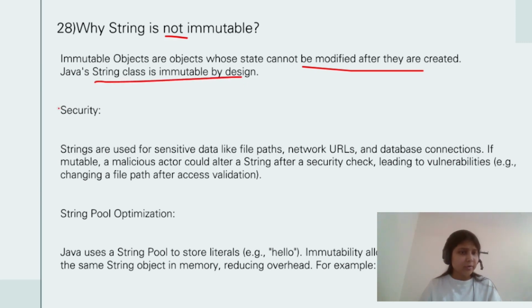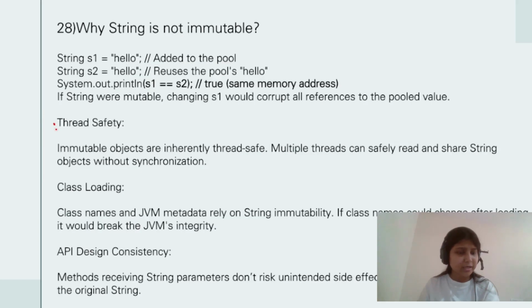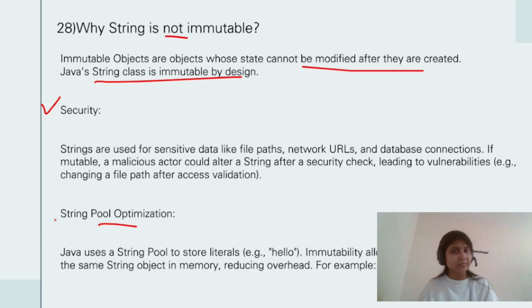The Java string class is immutable by design, because we are considering some key points like security reasons, string pool optimization, thread safety, class loading, and API design consistency. We also have many other reasons, but if you can remember these 3-4 points, that is enough.